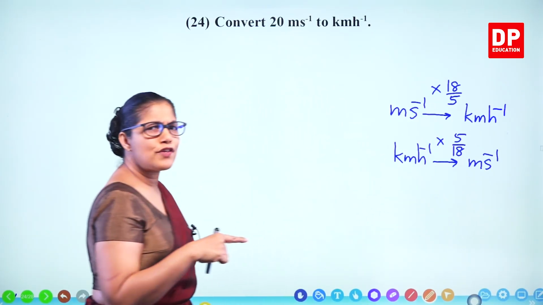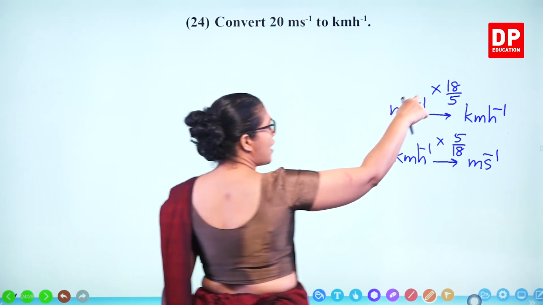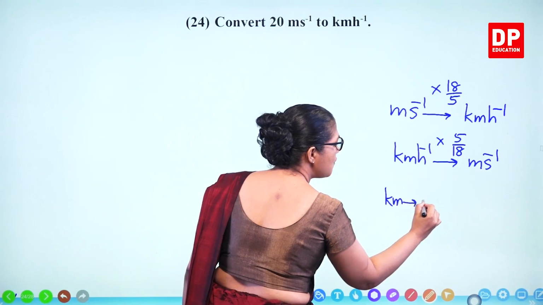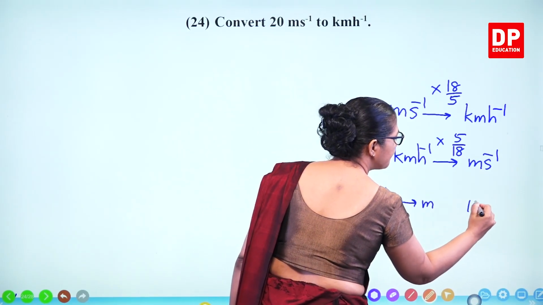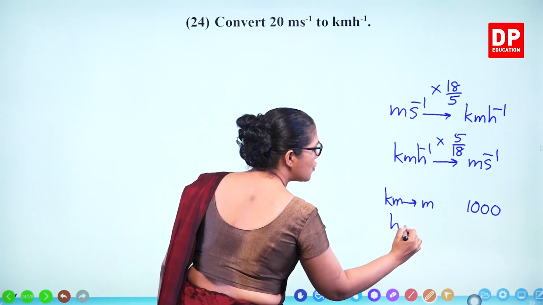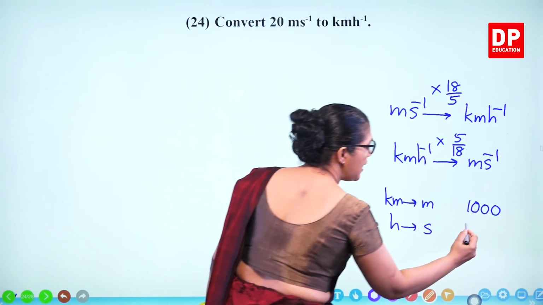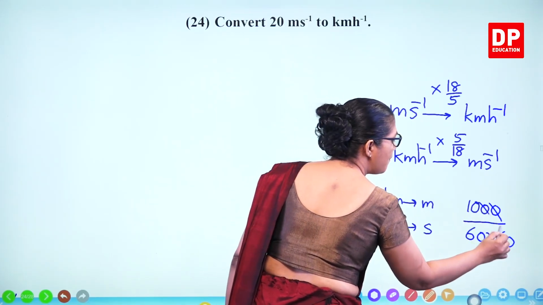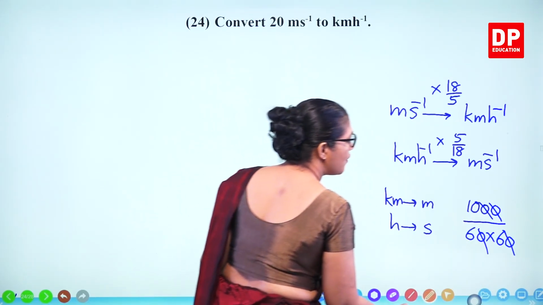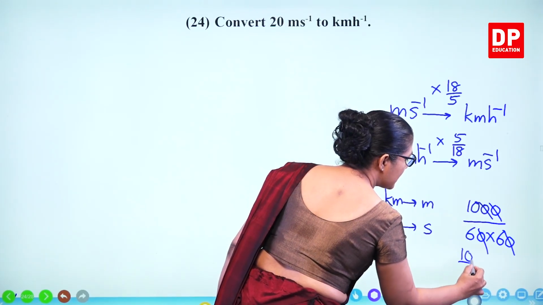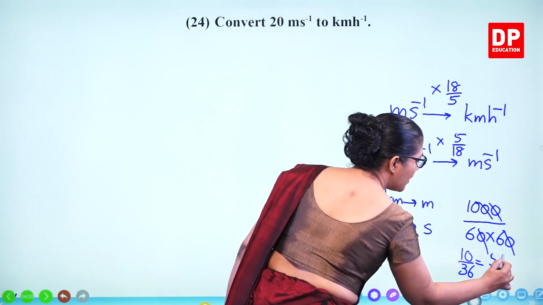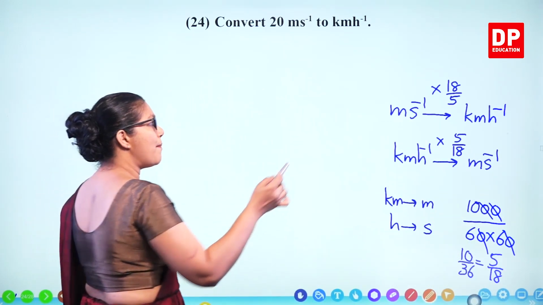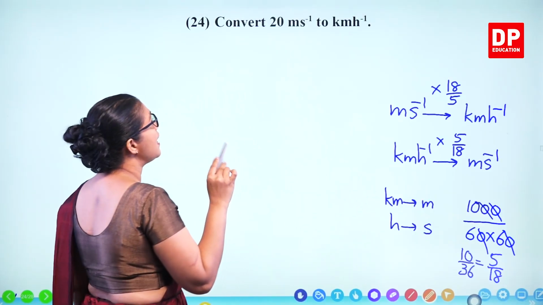How will you get this coefficient, this fraction? Kilometers to meters, we multiply by 1000. Hours to seconds, we take 60 times 60. So when you are simplifying this, you get 10 over 36, or 5 over 18. So that's how you get this fraction. If you can remember this one, you can straight away convert.